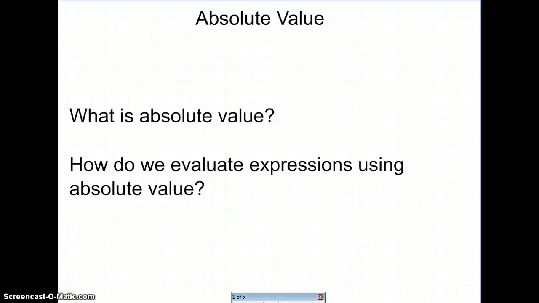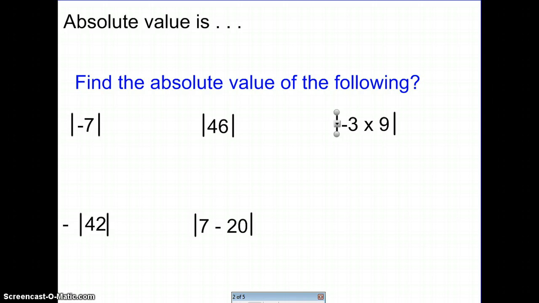Okay, so after a couple longer lessons, hopefully this is a short review of absolute value. Today we'll work to answer what is absolute value, and then we'll work on evaluating expressions that have absolute values in them. So again, starting with what is absolute value? Absolute value is the distance something is from zero.